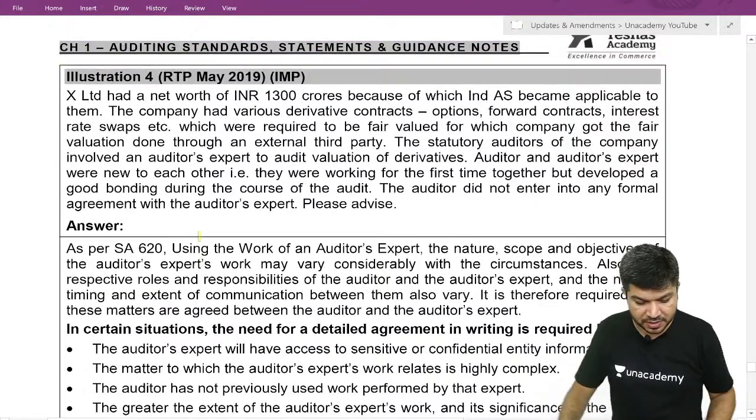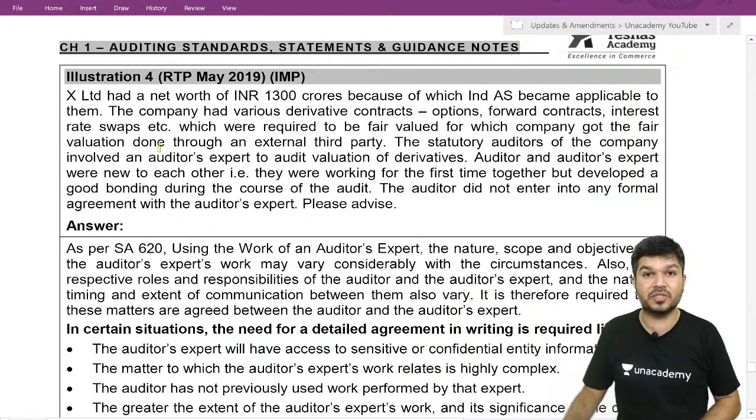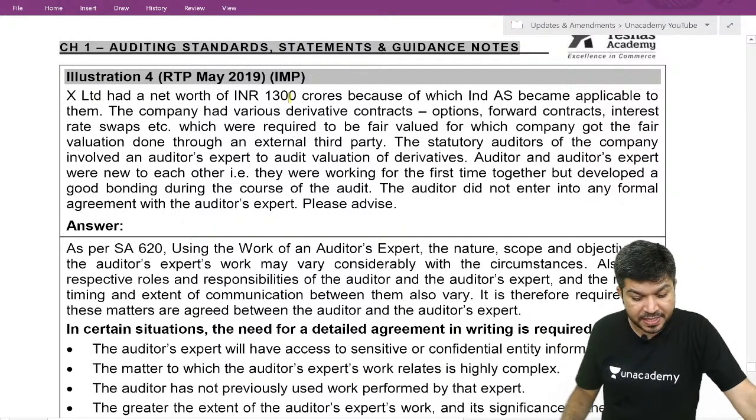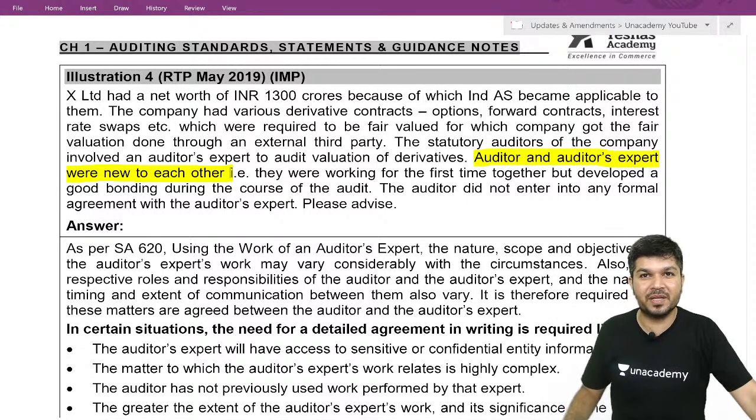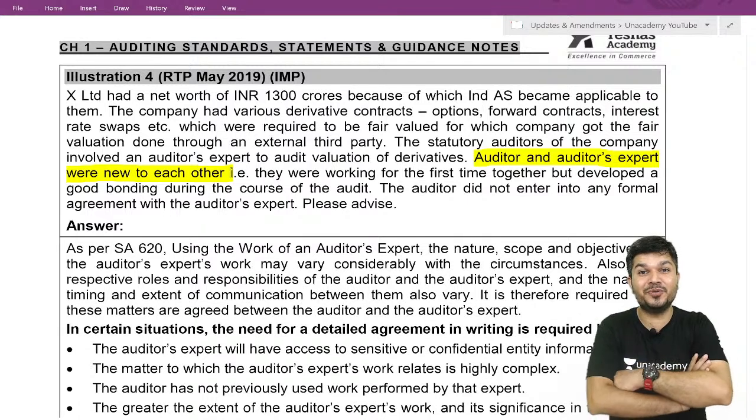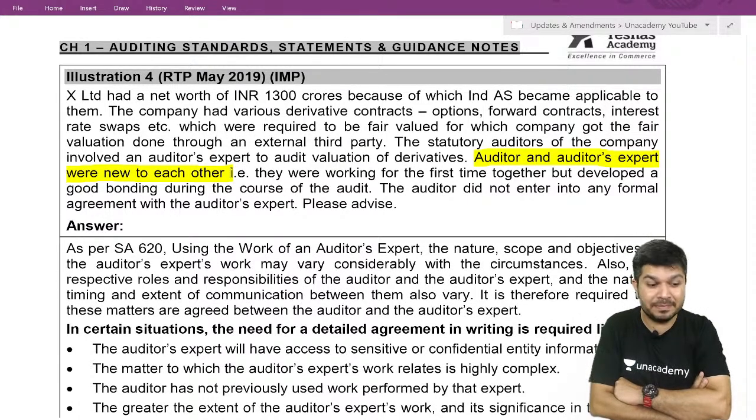Question number 3 is fine. Going to question 4. X Limited had a net worth of 1300 crores because of which Ind AS are applicable. They have various derivative contracts, options, forwards, interest rate swaps, etc. And the statutory auditor of the company involved an auditor's expert. The auditor and auditor's expert are new to each other. If at all we are new to each other, do we need a more detailed agreement?